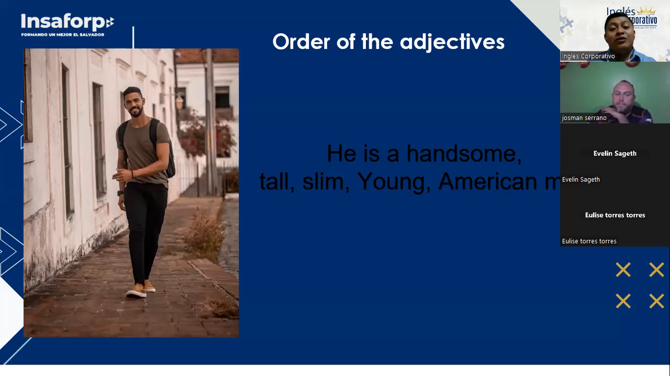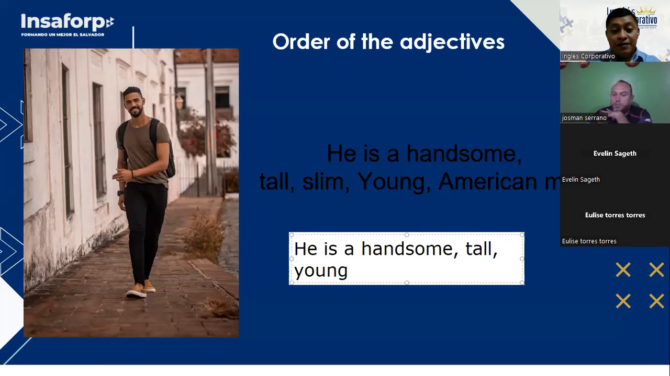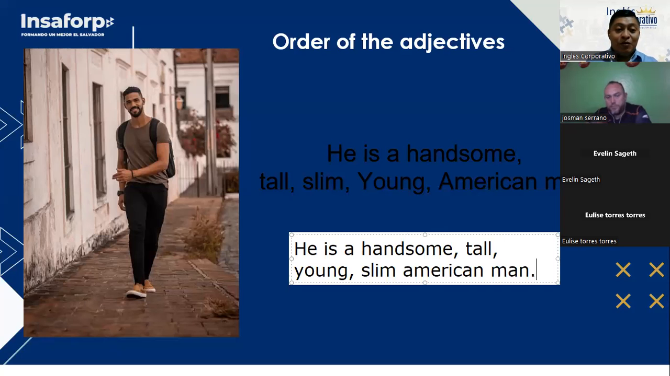Entonces, la oración correcta sería: He is a handsome, tall, young, slim, American man. ¿Cuántas oraciones nos ahorramos ya describiendo a este chico? ¿Cuántas hubieran sido? He's handsome, he's tall, he's slim, he's young, he's American. So like five sentences, right? So we can say all those adjectives in a sentence, but we need to follow the order of the adjective.